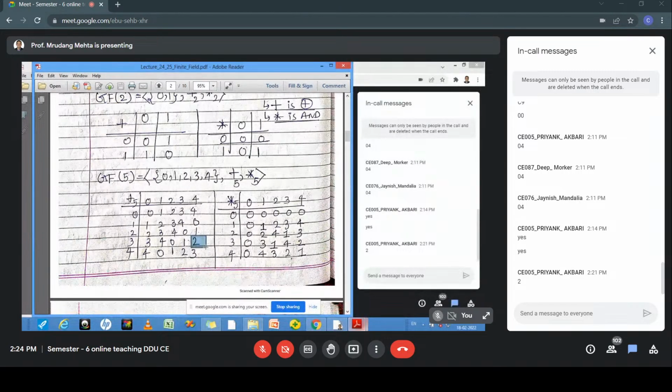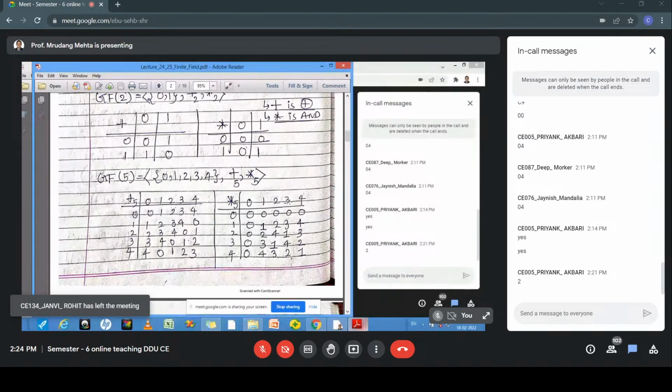Right, so similarly multiplication. Okay, multiplication, 0 multiplied by 0, 0, 0 multiplied by 1, 0, 0 multiplied by 2, 3, 4, 0. Similarly, this column is also going to be 0. Now, if you take 1, so multiplied by the corresponding number remains the same. So 1, 2, 3, 4, 1, 2, 3, 4. Okay, now we take 2. So 2 into 1 is 2. 2 into 2 is 4. 4 mod 5 is 4.